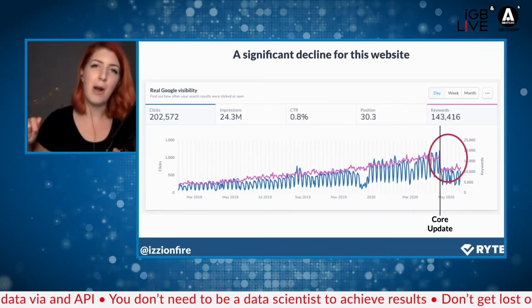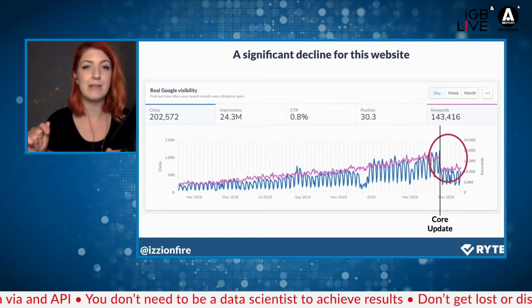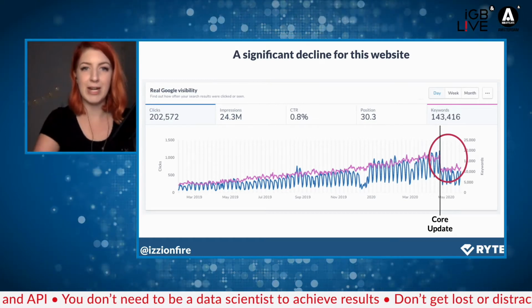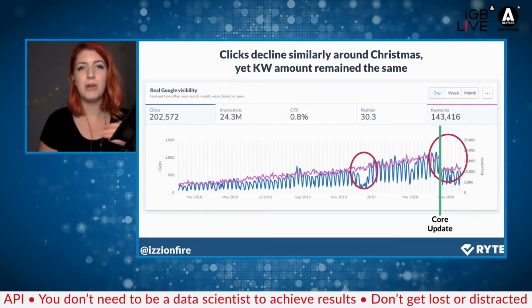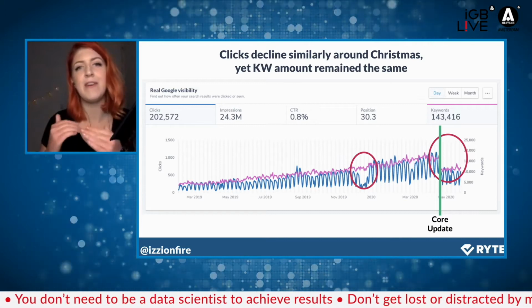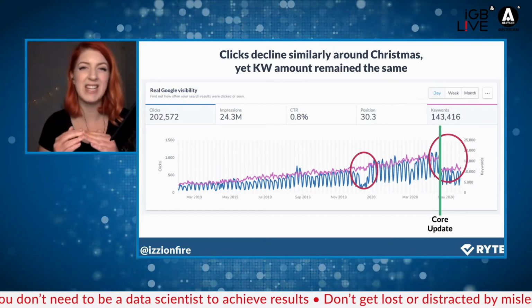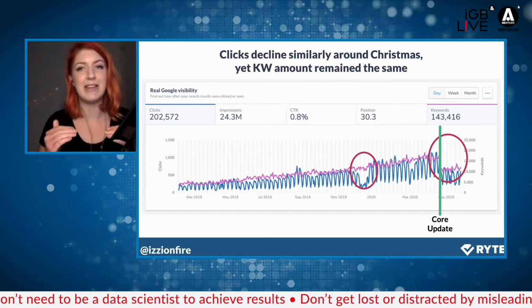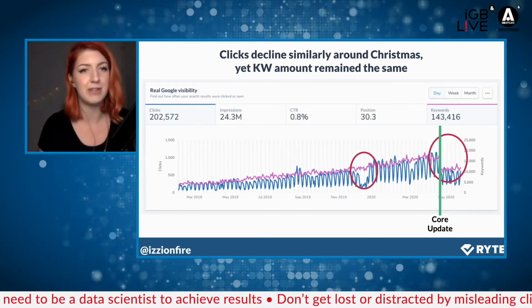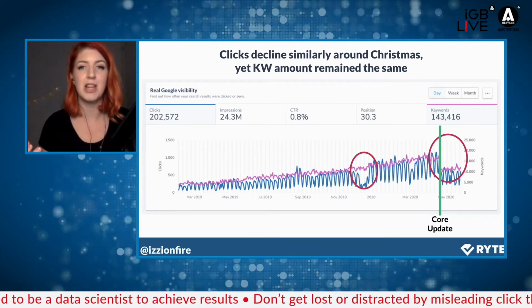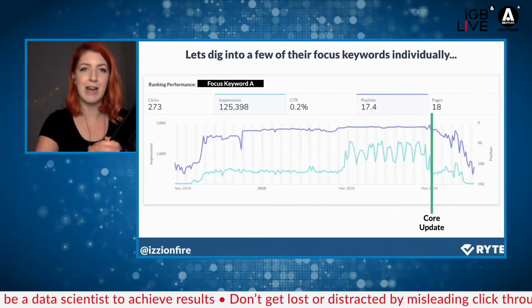You can see that drop in impressions down there and clicks as well, but also the number of ranking keywords, which is important because around Christmas you can see a very similar drop in impressions and clicks, but the number of keywords stayed the same because people were still searching for the same keywords, just in lower volumes. So another pattern to look out for.